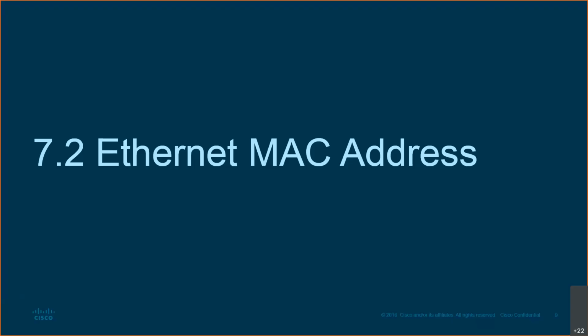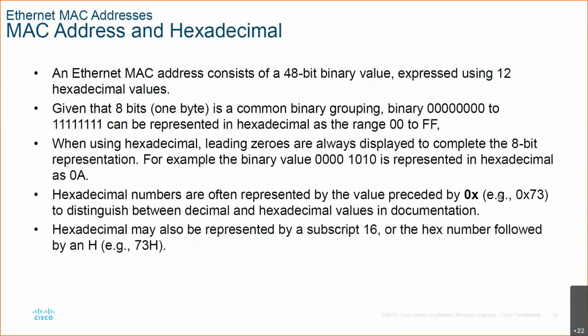Now let's look at the Ethernet MAC address. An Ethernet MAC address consists of a 48-bit binary value. When you say 48-bit binary value, 8 bits will make 1 byte. So if you divide 48 by 8, how many bytes is that, my dear students? How many bytes is a MAC address? 48 bits, 48 divided by 8 is, yes, 6 bytes.